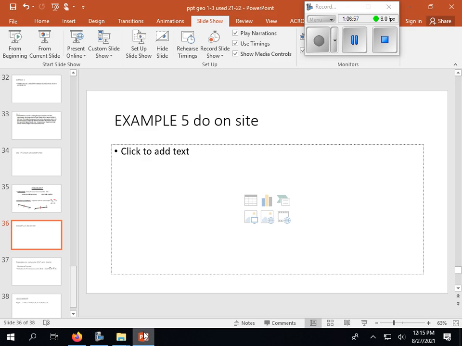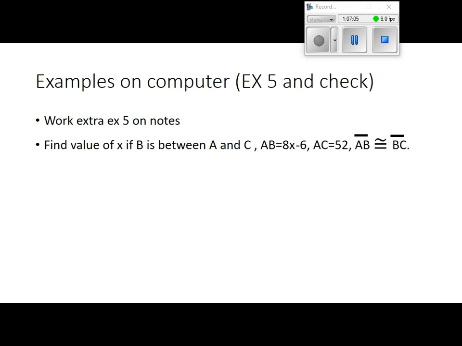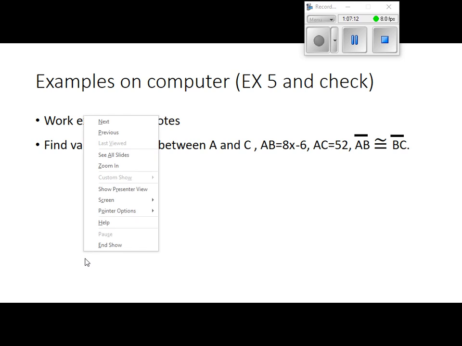Now we're done with the computers. In your notes, did you guys understand all that? All right, let's quit. That was a lot.